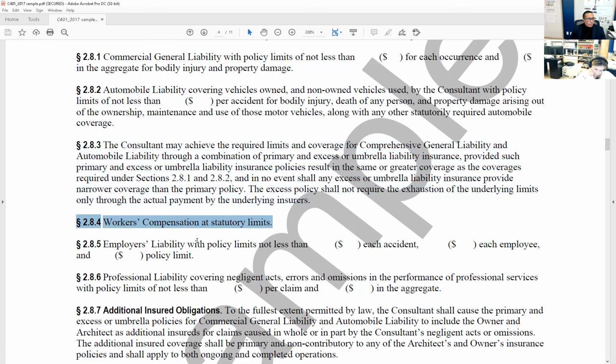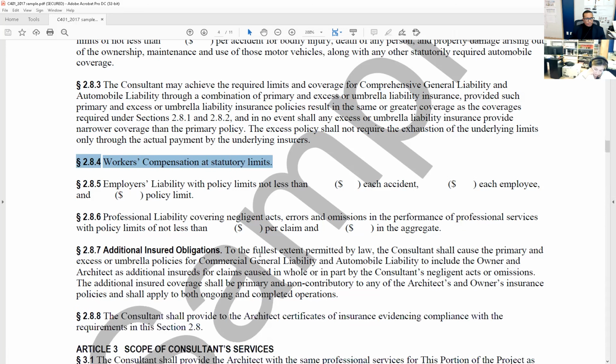Section 2.8.4, workers compensation and statutory limits. That's just the limits that the state tells you you've got to provide. That's what you've got to provide.